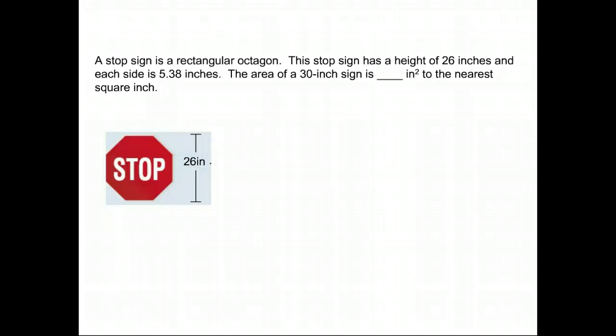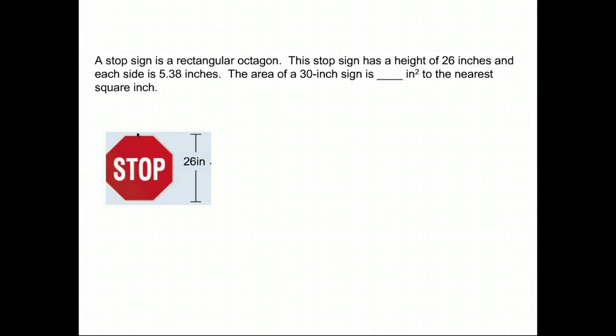Alright, here is the last one. It says a stop sign is a regular octagon. The stop sign has a height of 26 inches, and each side is 5.38 inches. The area of the sign is how many square inches? There's a couple ways you can do this. If you really like finding the area of polygons, you can use that. They've made that easier for us.